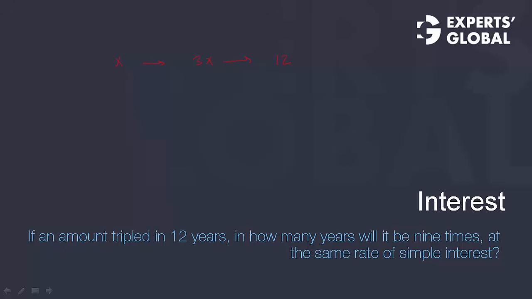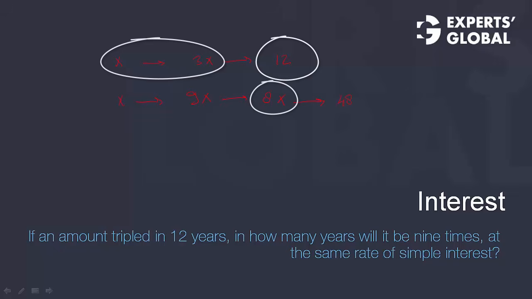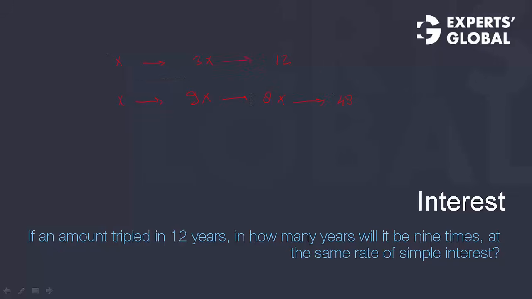See, x became 3x in 12 years. So the growth is 2x. If 2x growth takes 12 years, for x to become 9x, the growth needed is 8x. 2x growth took 12 years, so 8x growth will take 4 times as much, 48 years. That's how you solve it in 30 seconds.